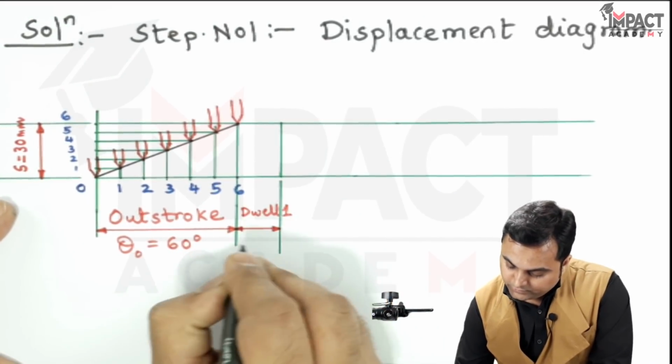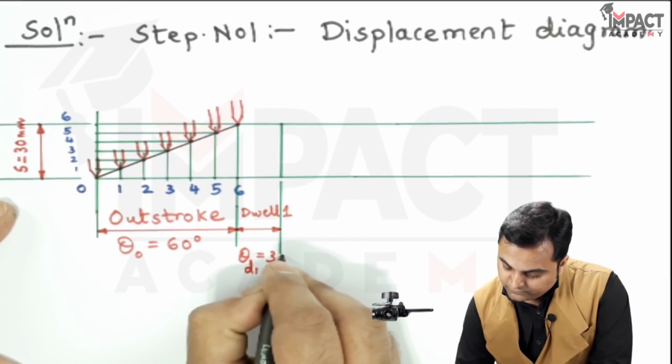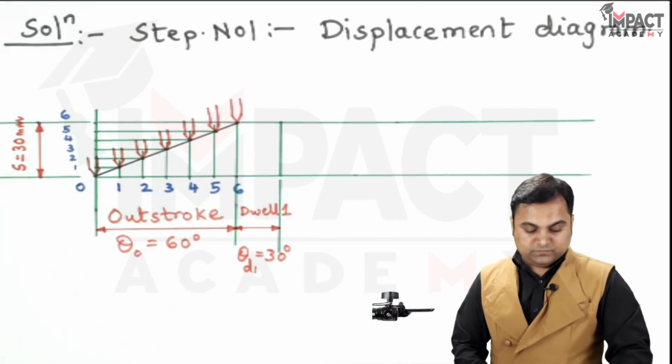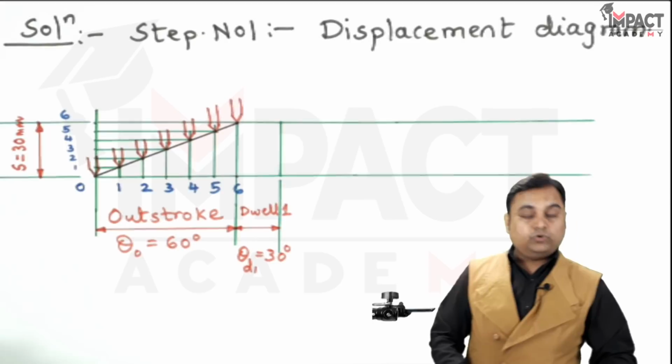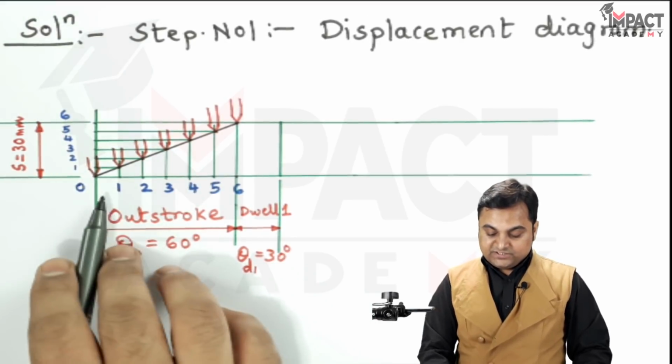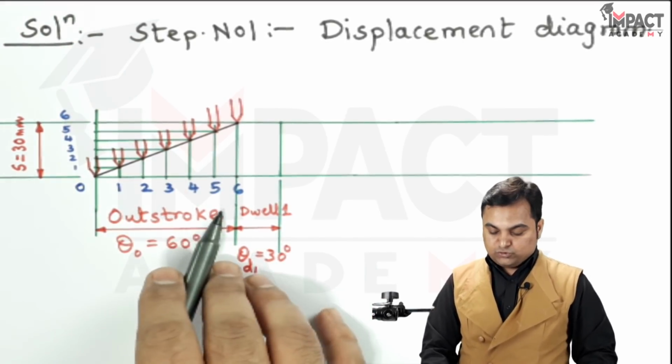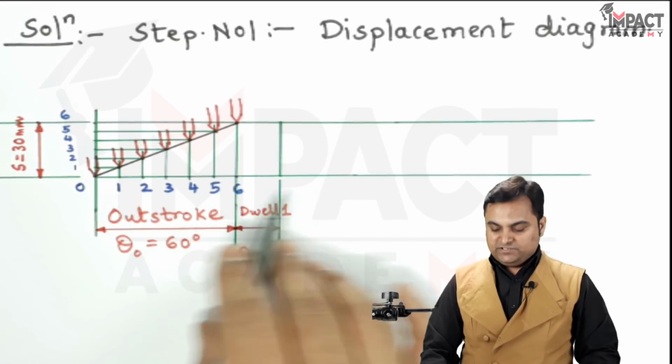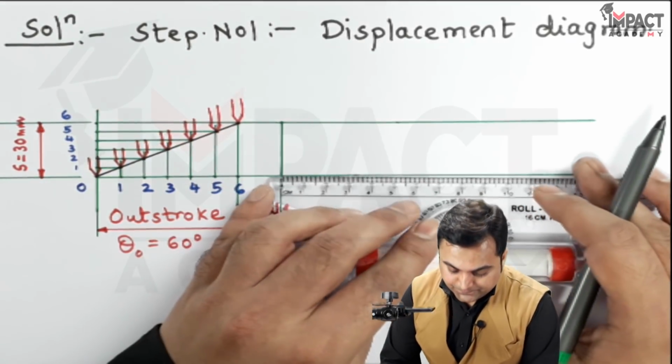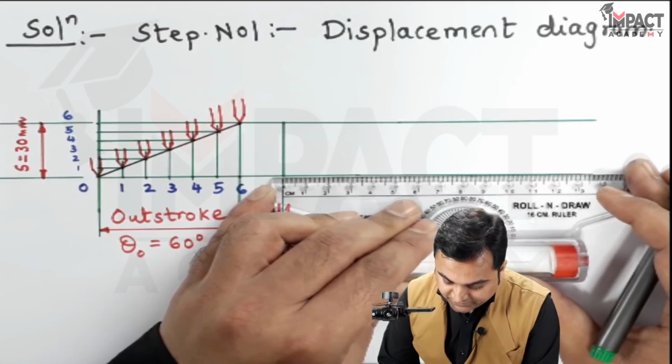First dwell is given as 30 degree. Then after that there is a return stroke of 60 degree. In a similar manner to how I divided the out stroke into 6 equal parts, I'll divide the return stroke as well, taking 1 centimeter as 10 degree.